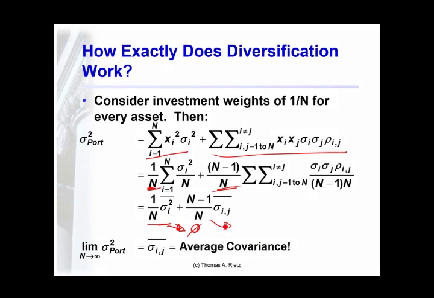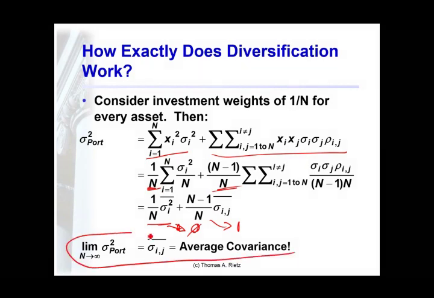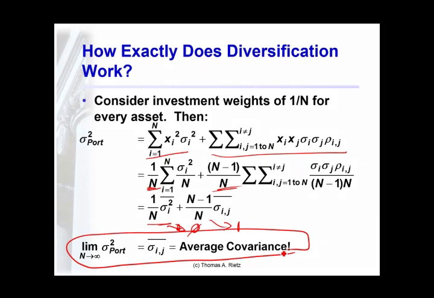This number, it's 1 minus the number of investments you have over the number of investments you have times the average covariance. That goes to 1. So in the end, and the only really important thing to remember here, is that as you add stocks to your portfolio, the risk of the portfolio is determined entirely by the average covariances of investments within the portfolio.